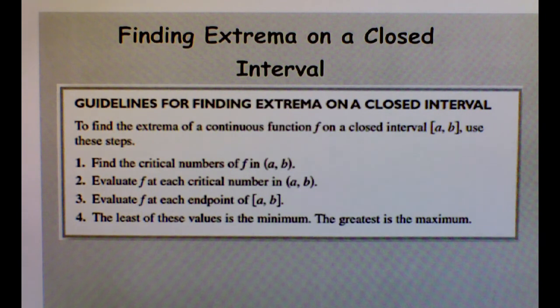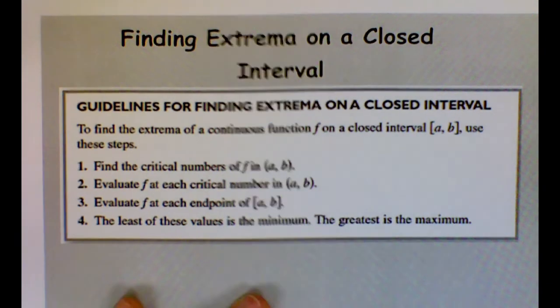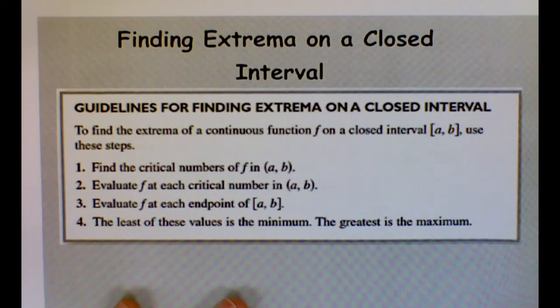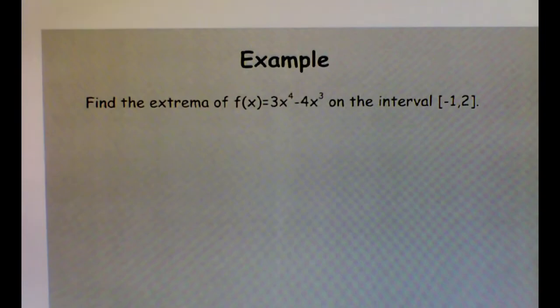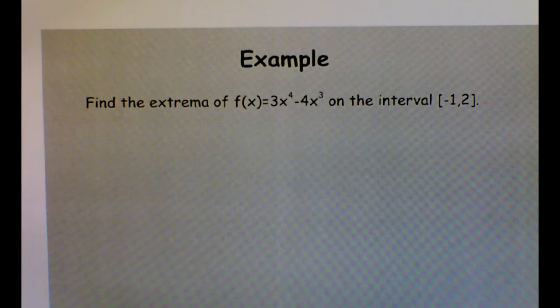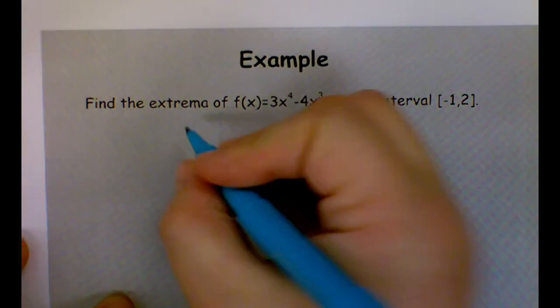or does not exist. We evaluate f at each critical number, so f of a, f of b, f of whatever. We evaluate f at each endpoint. The smallest one is the minimum, the greatest is the maximum. So let's look at how that will work. I want the extrema of this function on the interval -1 to 2. Well, extrema can only occur at the critical numbers. The critical numbers are when the derivative is equal to 0, so we need the derivative.